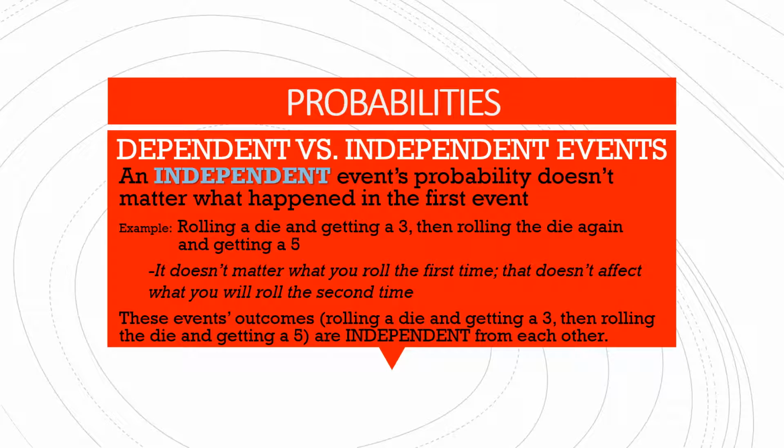So let's look at some examples of an independent event. An independent event's probability doesn't depend on what happened in the first event. For example, you roll a die and you get a 3. Then you roll the die again and you get a 5. It doesn't matter what you rolled the first time around. Getting a 3 has nothing to do with rolling the die again and getting a 5.